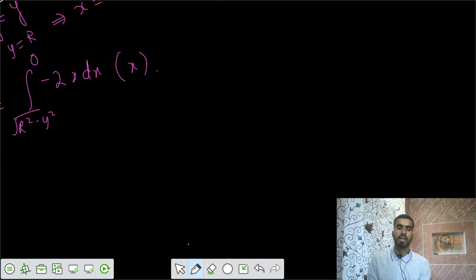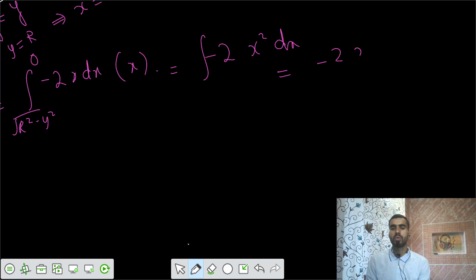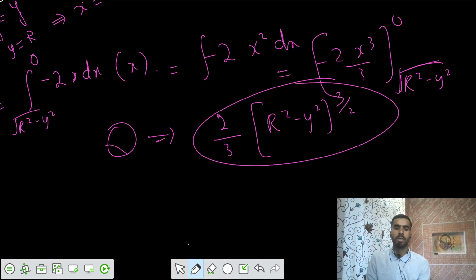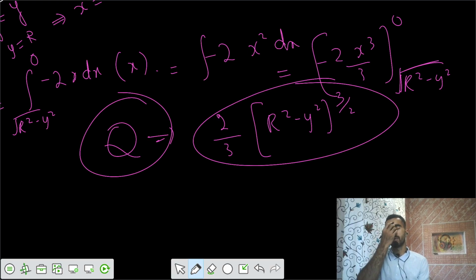You got minus integral of 2x square dx. So we got the value of minus 2x cubed by 3, and the limits are from root of r square minus y square to 0. So we got total value of 2 by 3 of (r square minus y square) to the power 3 by 2. So we got this value of the first moment of area about the neutral axis.